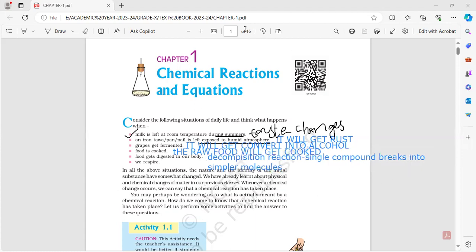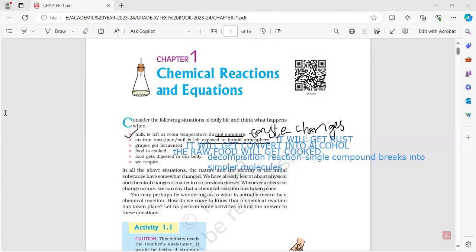So what is a compound again? Compound, molecule, atom, element, everything we have already studied. We have learned it in grade 9. So here also, another new substance is getting formed when food gets digested in our body. This is also an example of a chemical reaction.